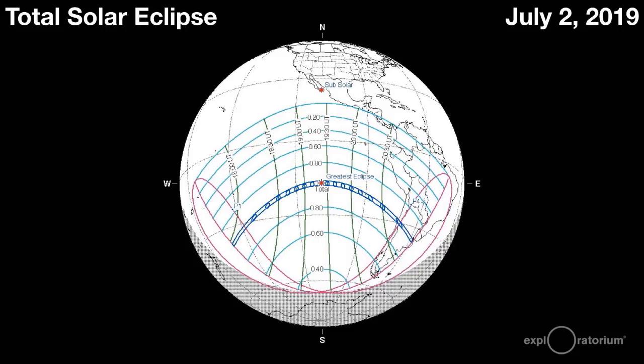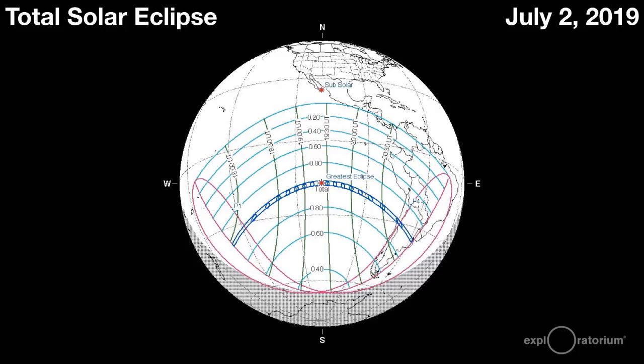And just coincidentally, there's a very famous observatory in Chile called the Cerro Tololo Observatory, and we will be observing that eclipse from the Cerro Tololo Observatory this coming July 2nd, so you'll be able to tune in.